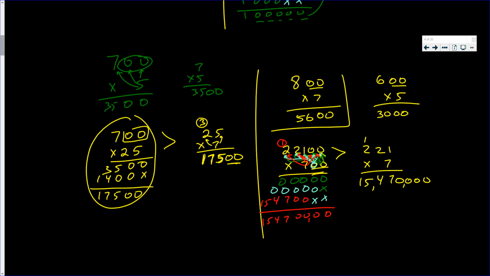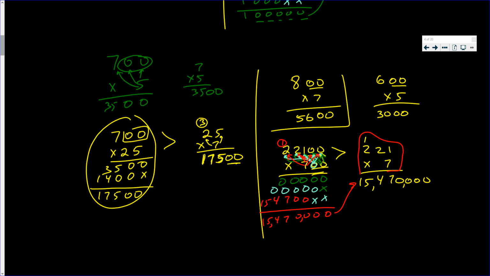Oh, wondering why it looked different? Just put the decimals in the right places. Got the same answer, and all I did was multiply 221 by 7.